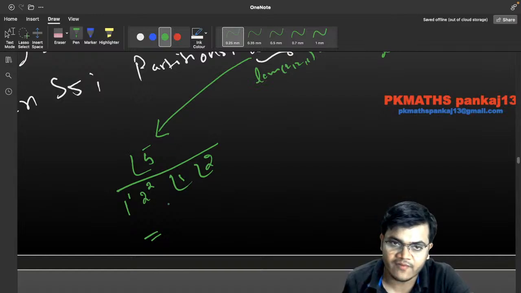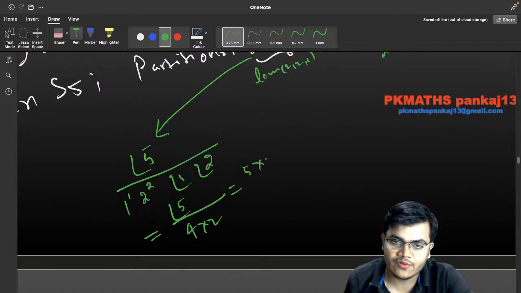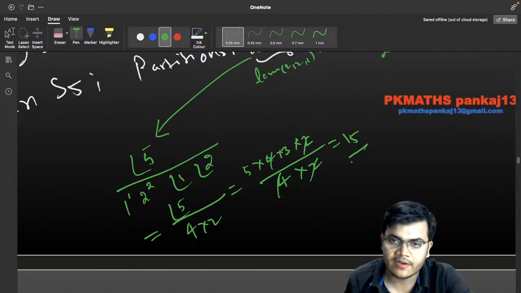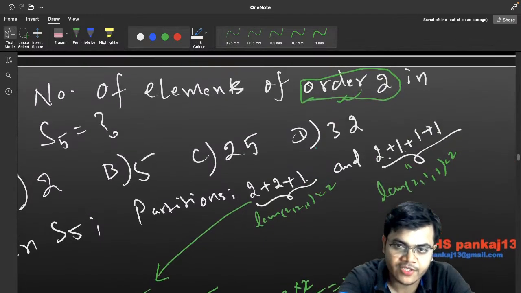So factorial 5 over 4 into 2. This is 5 into 4 into 3 into 2, isn't it? Yes. So from here, these 2 will be cancelled, and 15 elements of order 2 will be there from this partition.